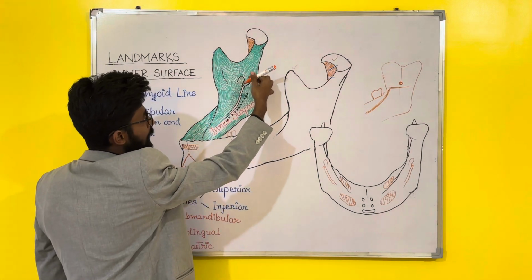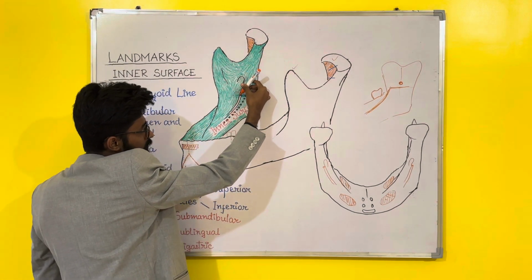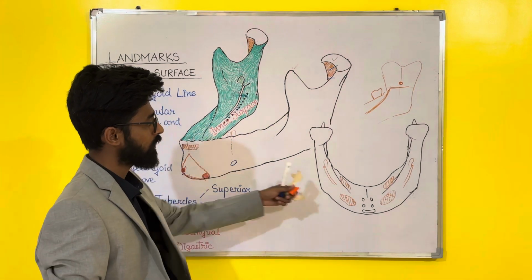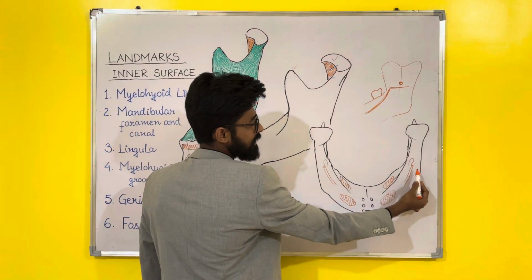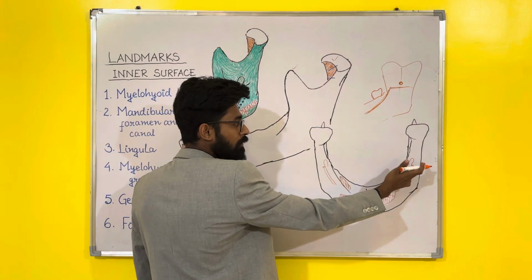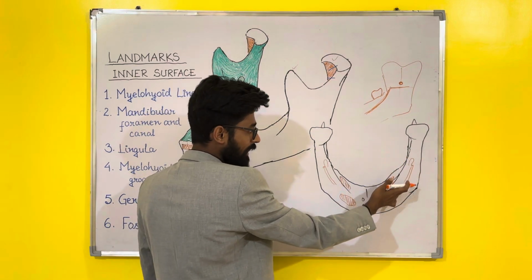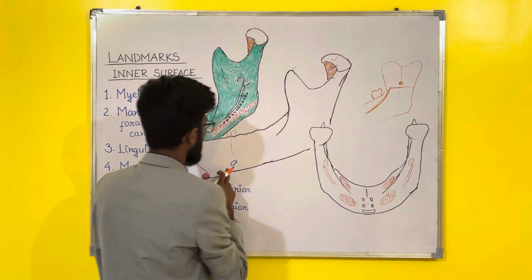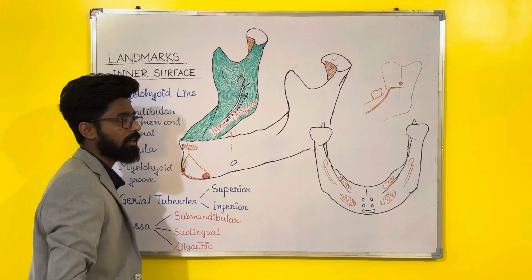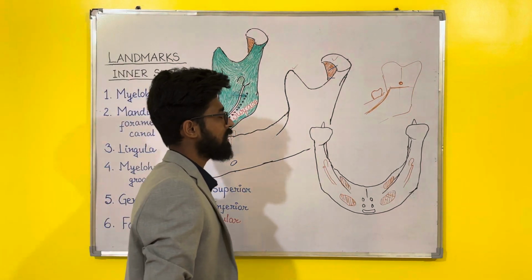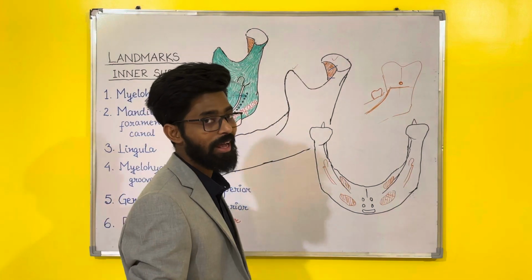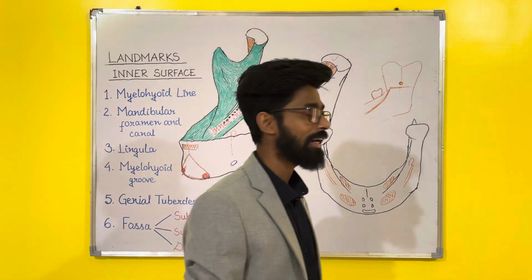The mandibular foramen leads to a canal called the mandibular canal. This white one is the mandibular canal. If you see the inferior aspect also, this is the mandibular foramen and this is the mandibular canal. The mandibular canal runs downwards obliquely, goes from inside, and opens into the mental foramen. So 2 points you have studied: first is the mylohyoid line and second is the mandibular foramen and canal.